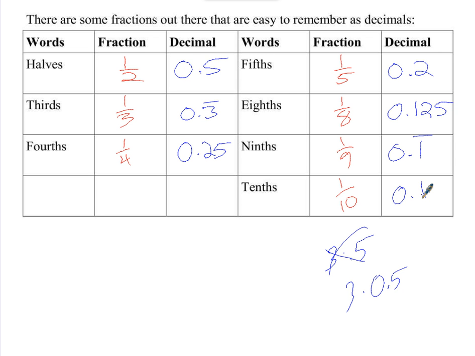So that's the idea. Those are the key ones that you need to know. You should have those automatically in your mind. If somebody says 1/8, you think 1 over 8, or you think 0.125.